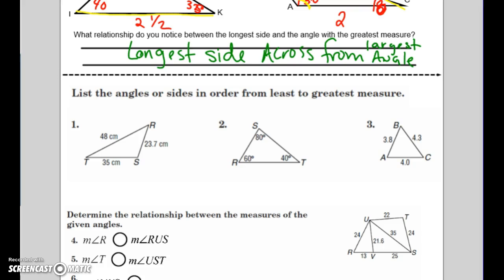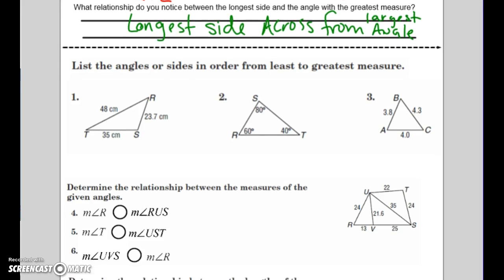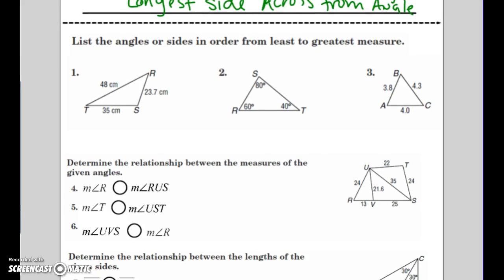Now, look at number 1. Did they give you sides or angles? Sides. How do you know? Because they're on the outside. Good. When they're giving you sides, they're typically on the outside of the triangle, and it's in centimeters. Now the directions say list the angles or sides in order from least to greatest. If they gave you sides, it is too easy at this point for you to list the sides. They're not asking for that. If they listed sides, they're asking you about the angles, because we just learned the largest side is across from the largest angle, correct?